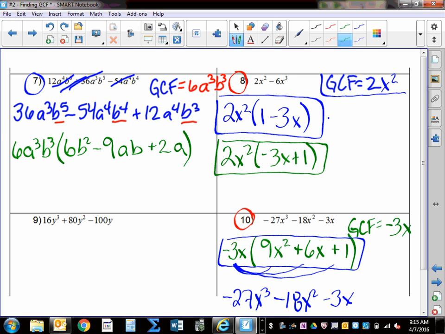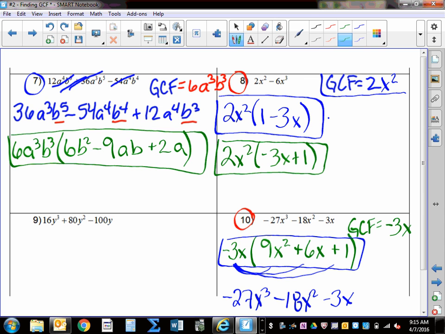Alright. That's our final answer. Double check it. It gives us 36a cubed b to the 5th, negative 54a to the 4th b to the 4th, and 12a to the 4th b cubed. Yeah. So that's our final answer. So notice again, this is more complicated out in front, but the inside became a little bit more simple.